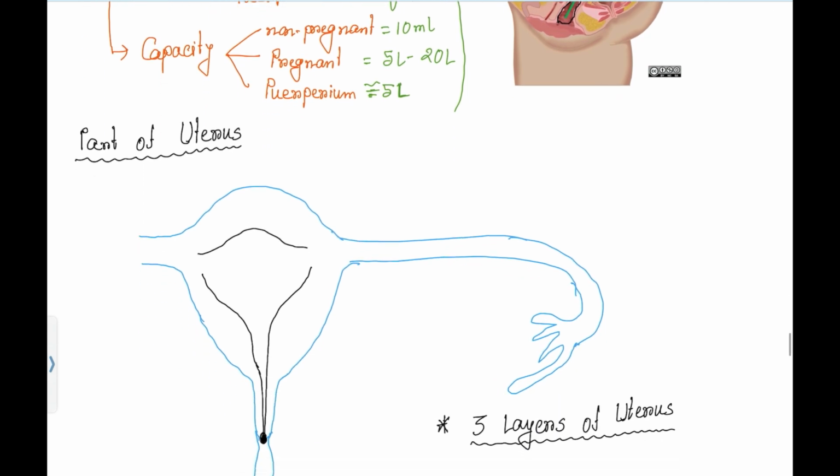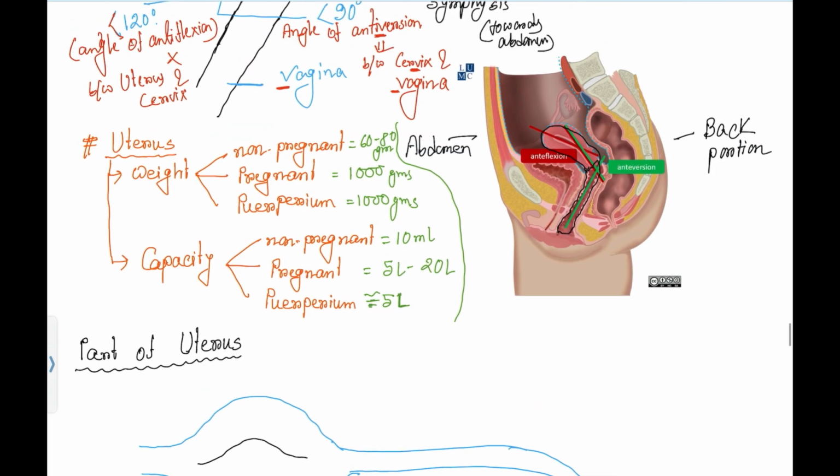Now, when a mother gets pregnant, the bulkiness slowly increases, and from 60 to 80 grams it reaches up to 1000 grams. Okay, after the delivery of the baby, during the puerperium stage, the uterus size will be reduced, and after 6 weeks of the puerperium period it will become like the non-pregnant stage: its shape, size, length, breadth, etc.